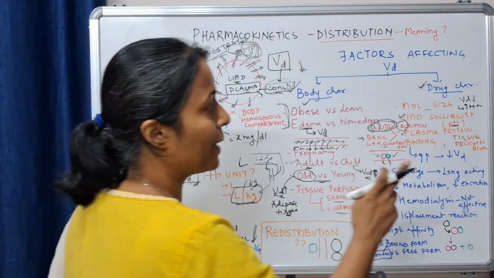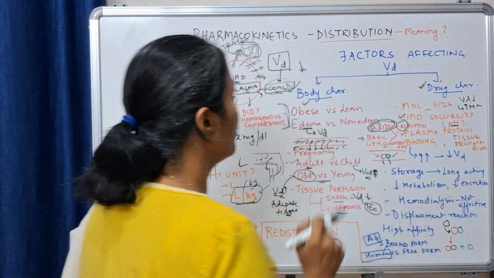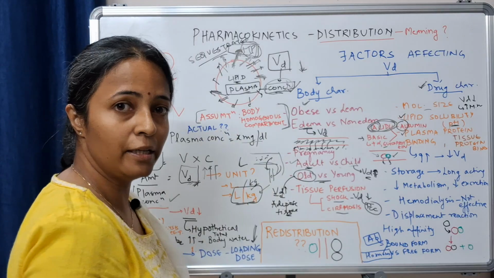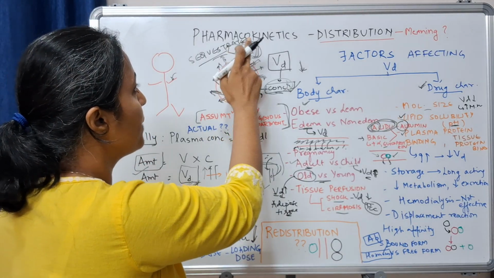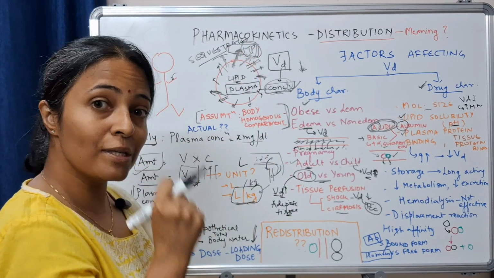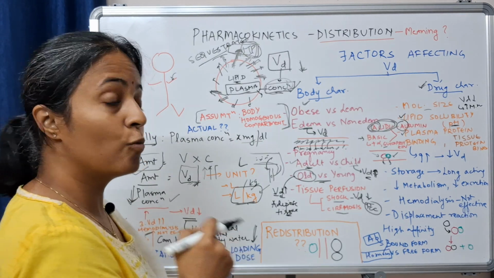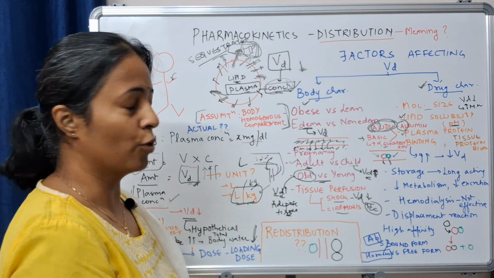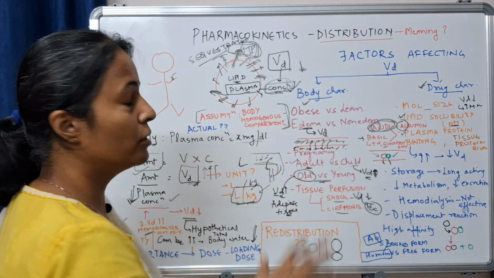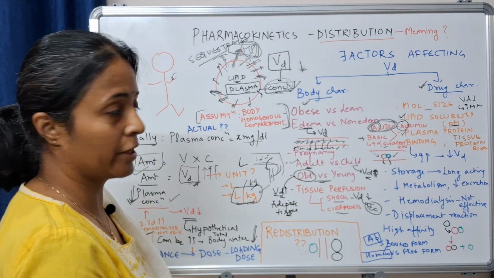On the other hand, there might be a drug which is having more tissue protein binding, like the one which we studied here, that when it goes, it binds to tissue proteins and gets sequestered there. So in that case, volume of distribution of the drug will be more. So that was about the distribution of the drug, right?